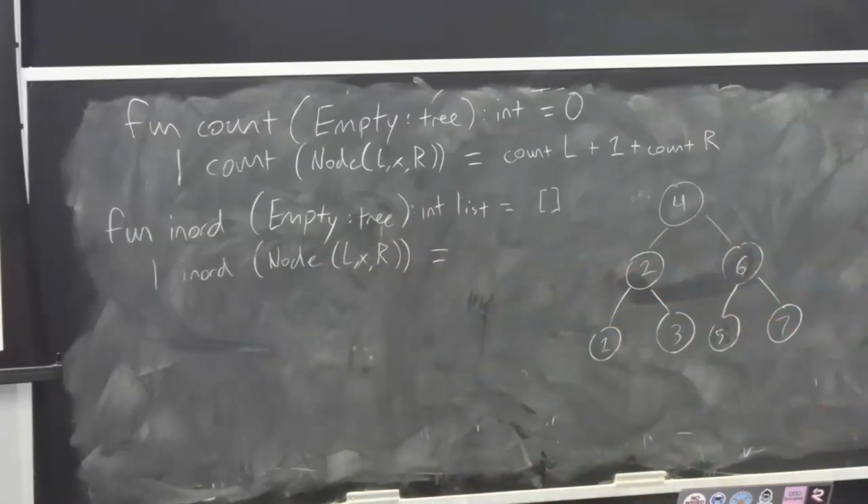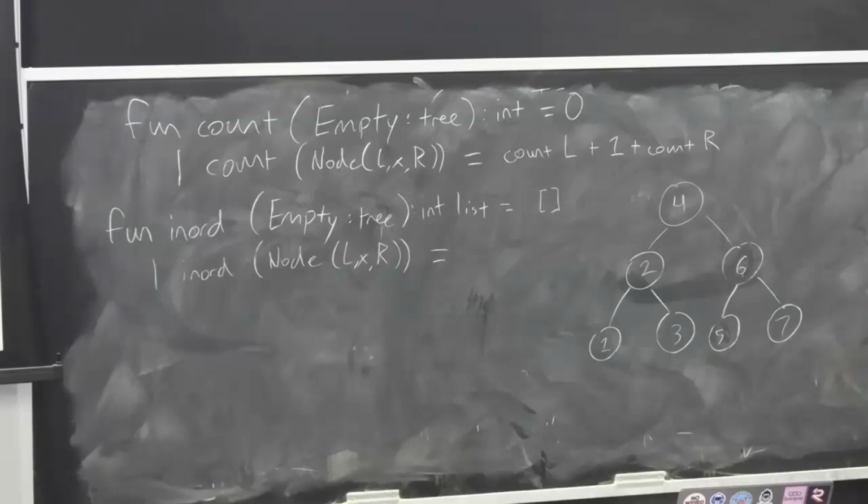All right, so my philosophy was left, root, right. What that means is that I basically want to visit all of the elements in my left subtree, and then my root, and then my right. Now, what does it mean to visit all of the elements in my left subtree? That means a recursive call on my left subtree, right?